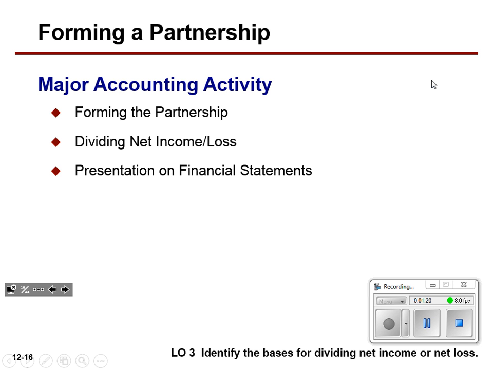When the partnership is formed, there's a journal entry. When they divide their net income and loss among the partners, there's a journal entry. That's, of course, at the end of the fiscal period. And then there's what it looks like on all of the financial statements.